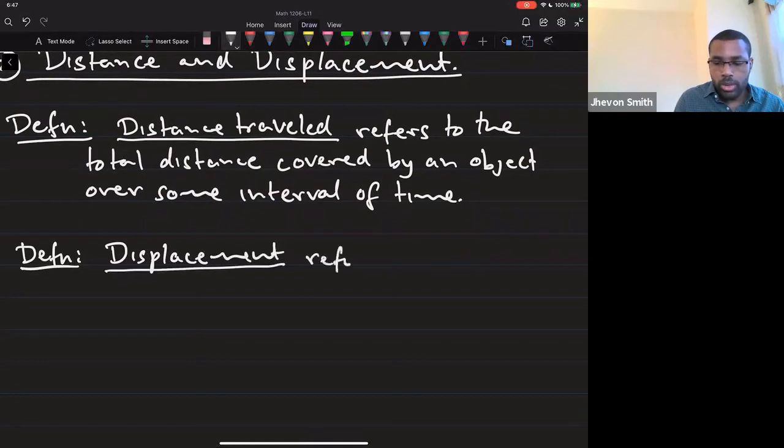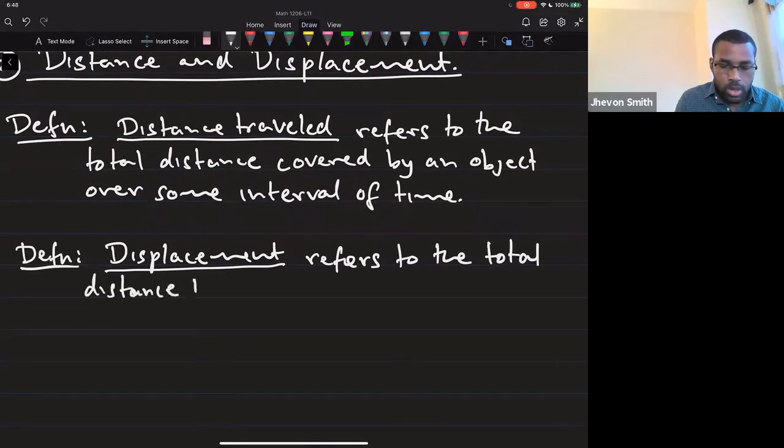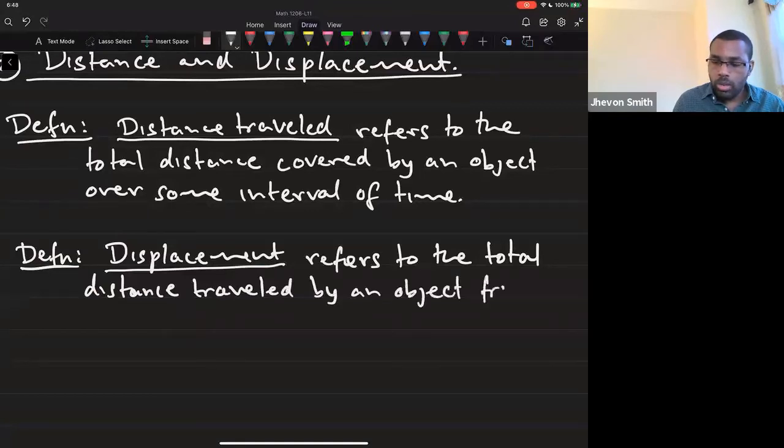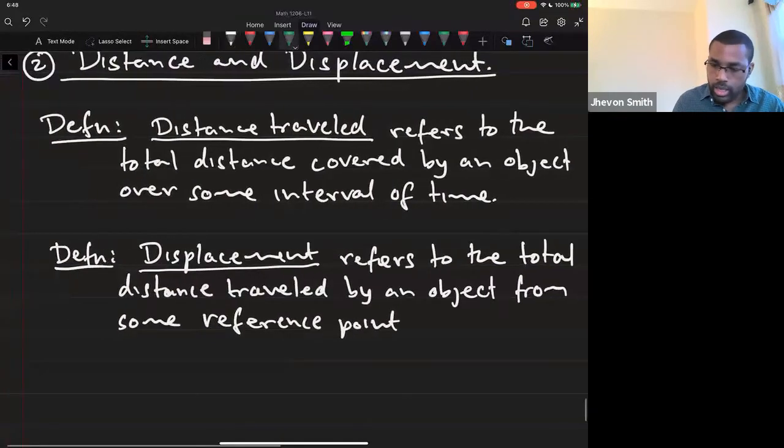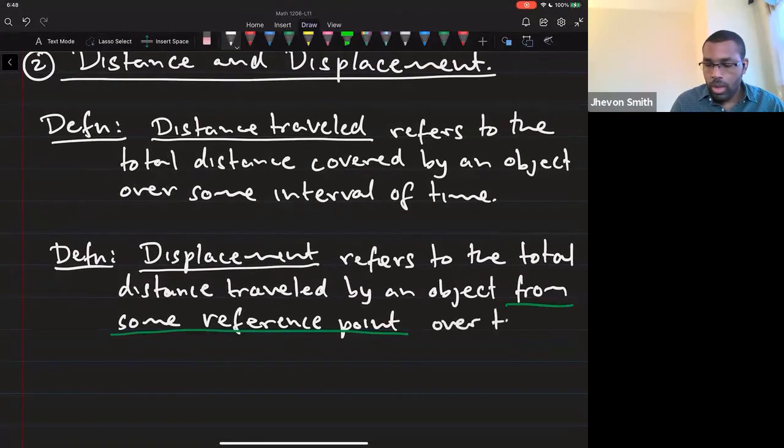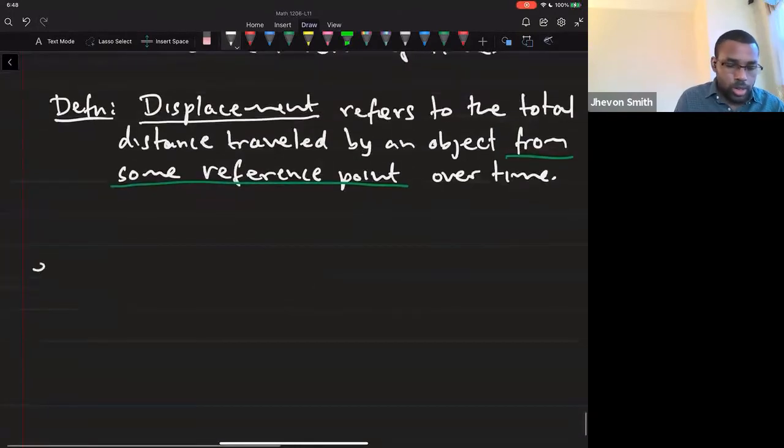Displacement refers to the total distance traveled by an object from some reference point. That's key. Over time. So let me show you an example.